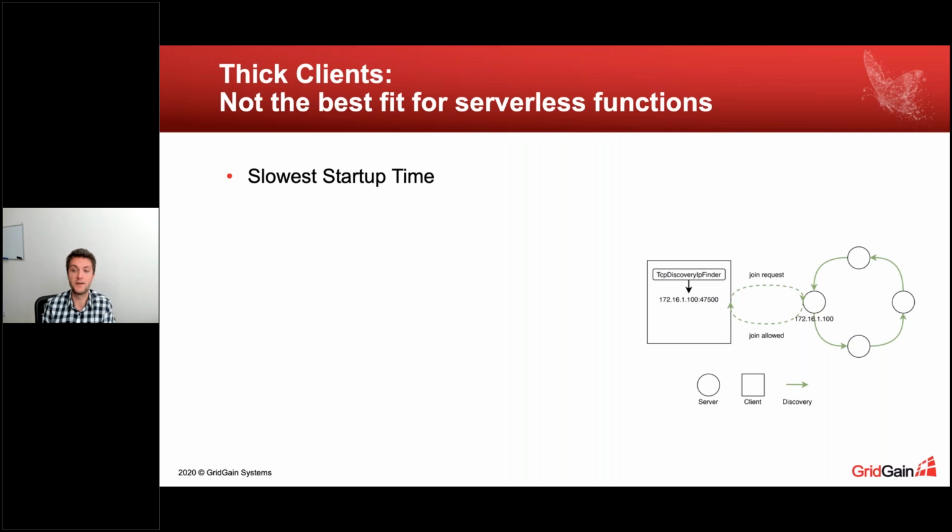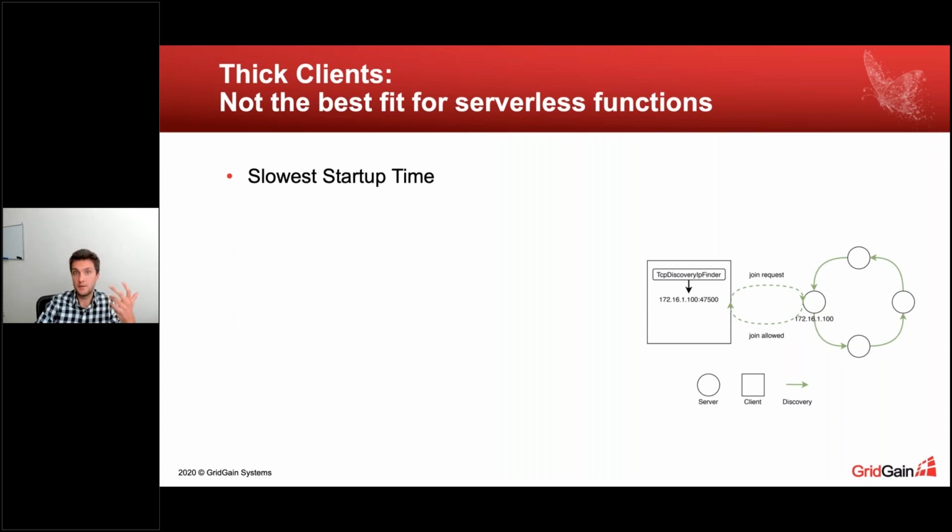Pay attention to the diagram on the right. When a thick client joins a cluster, it connects to one of the servers, and then the client sends a special join request. That join request needs to traverse the cluster topology. Every server node in the cluster must be notified about the fact that the client is joining, and then eventually the server the client is connected to will respond to the client, saying that, all right, you are accepted to the cluster, and now feel free to execute any operations.